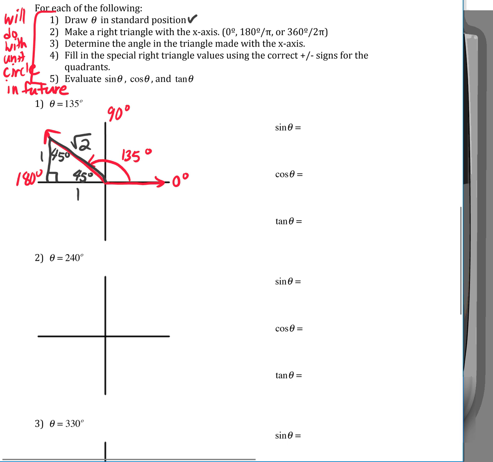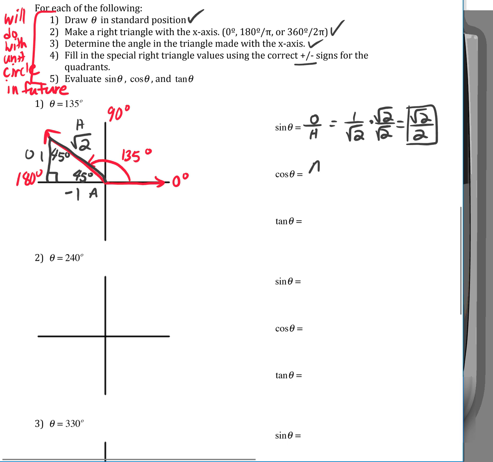So we've done angle in standard position. We made a right triangle with the x-axis. We determined the angle. Now we want to fill in the correct plus or minus signs. So since this is going left and up, this would be a -1. This is my adjacent, opposite, hypotenuse. So sine is opposite over hypotenuse, which would be 1 over root 2. Just like we did with the right triangle stuff, you want to rationalize that to end up getting root 2 over 2.